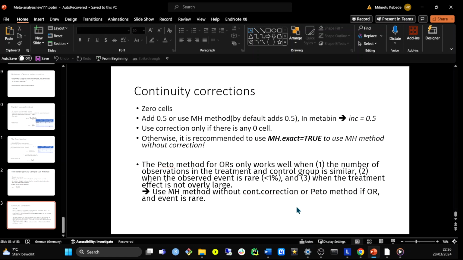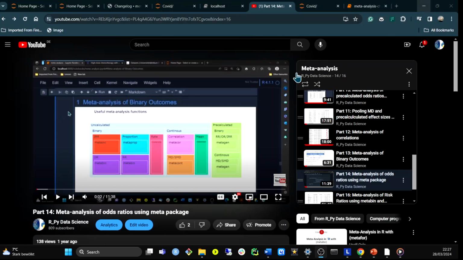But the Pareto method has been criticized in many papers. You can look at the literature. Some have written that it's not producing reliable estimates. So it has been criticized already, and you can take a look at the literature.